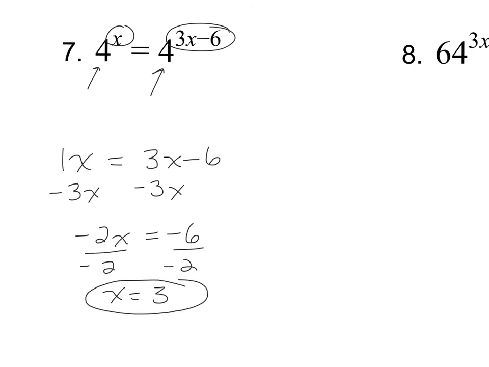If I wanted to check this, I certainly could. If I put it into the left side, I get 4 to the third, which is 64. If I put it in the right, I get 4 to the 3 times 3, which is 9, minus 6. But that's also 4 to the third, so that's also 64. So this does check out. Always a good idea on any equation to plug in your answer and see if it works.